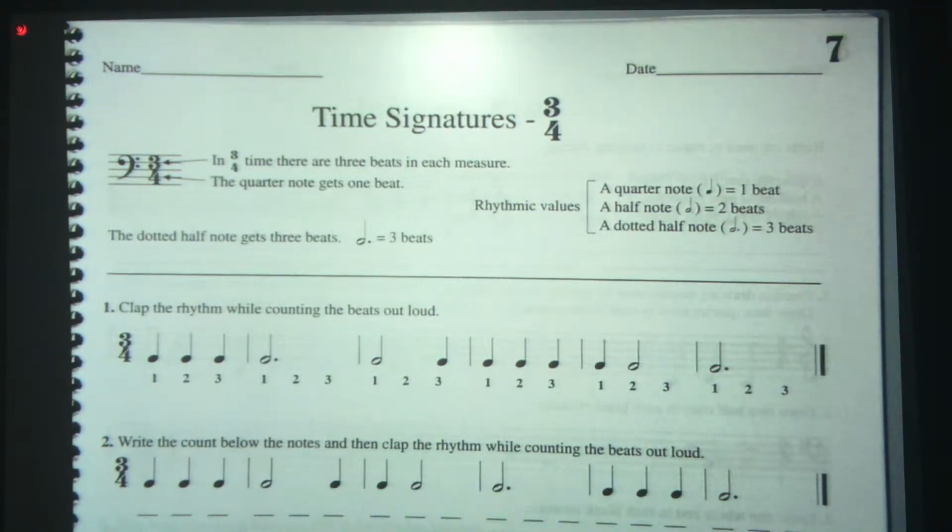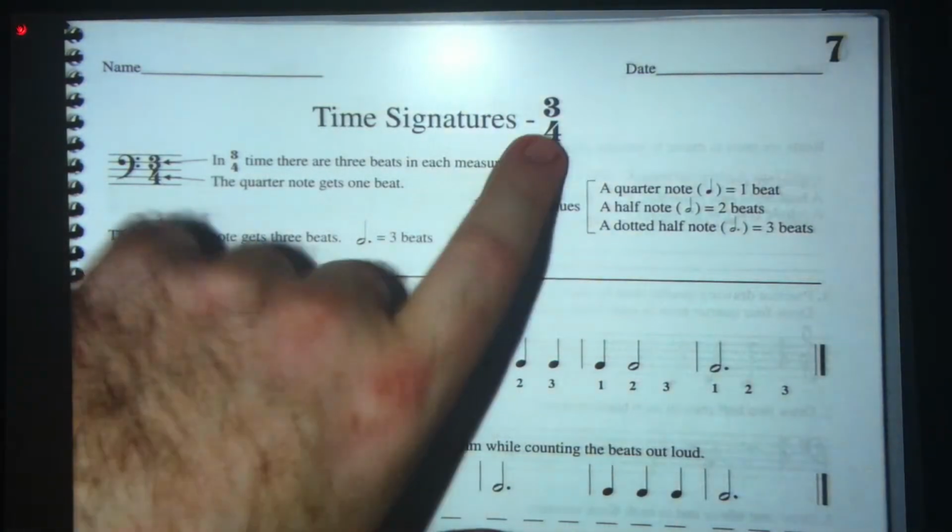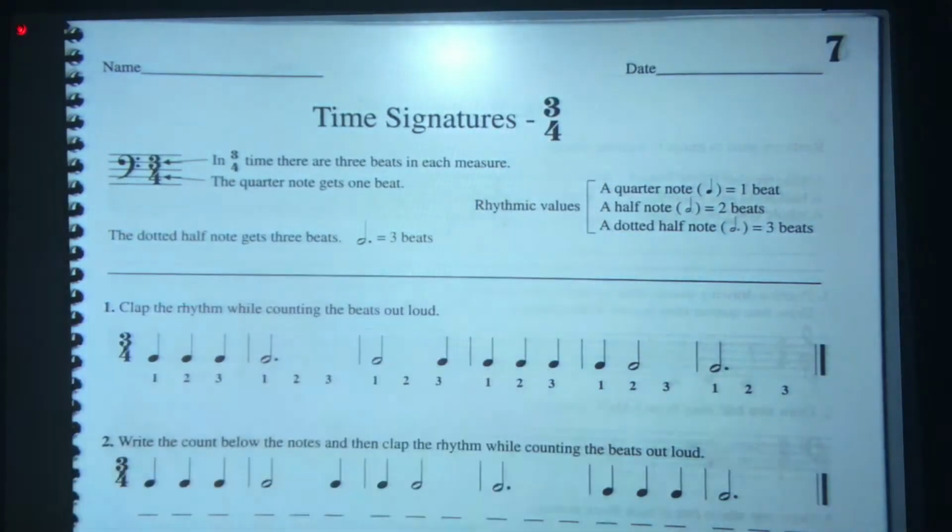This is page 7 in our method book, in our written assignments book. On the last worksheet we learned about 4/4 time. Now we're going to learn about 3/4 time. And there is no C symbol or anything like that as in common time, 4/4 time. This can actually appear in waltzes.